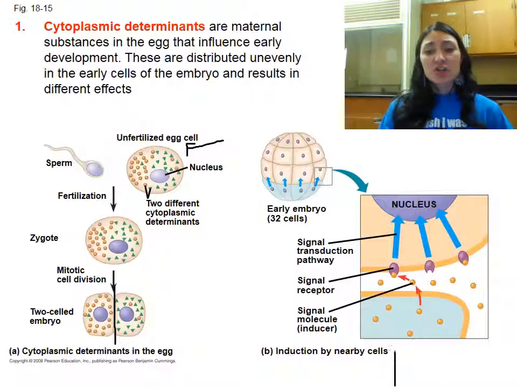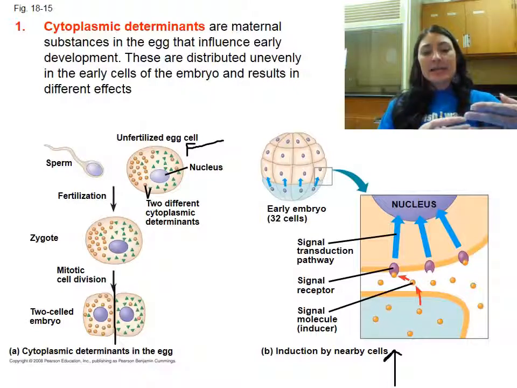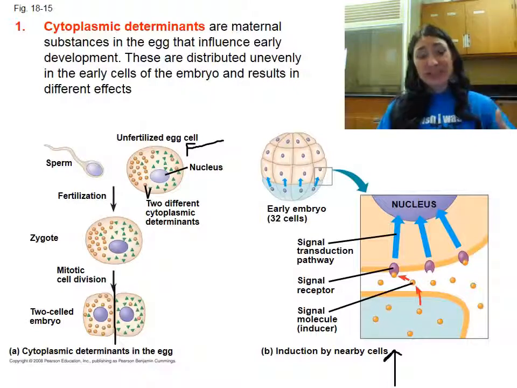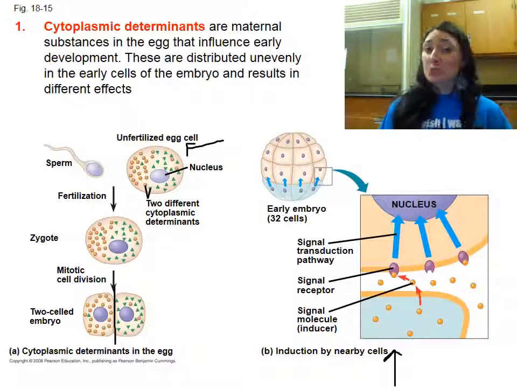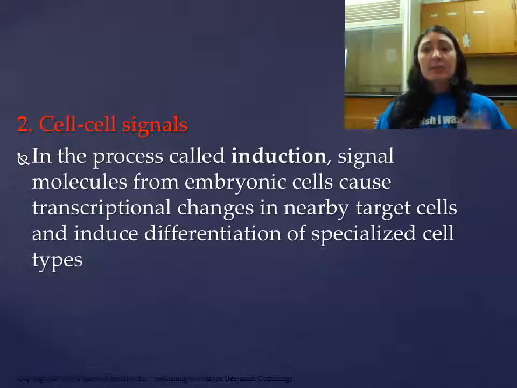The second is induction, which we'll talk about on the next slide, but you get a signal from one cell and it's passed to a neighboring cell, and through the signaling, they can actually alter each other's gene expression, which is called induction. So as we just mentioned on the previous one, the process of induction is where you have signal molecules from an embryonic cell causing transcriptional changes in nearby target cells. Remember, transcription is what gets us our gene products. We're going to get different protein products, which is going to lead to differentiation of the cells as well as specialized cell types.